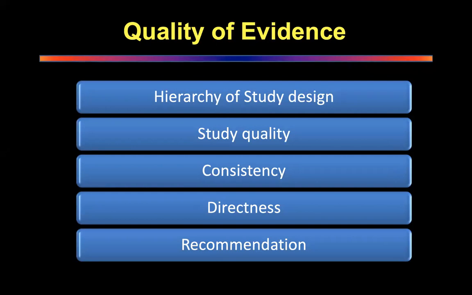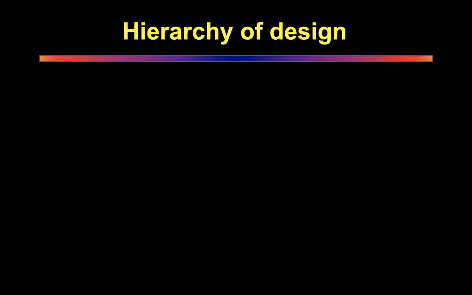Is this clear? When I ask you a question, how do you define quality of evidence that you're reading in a journal? This is the answer that you have to give me: hierarchy of study design, the study quality, consistency, directness of the study, and the recommendation of the study. Now let's go to the next one.